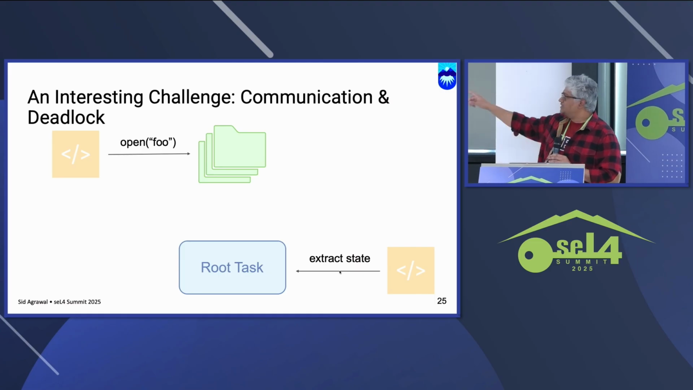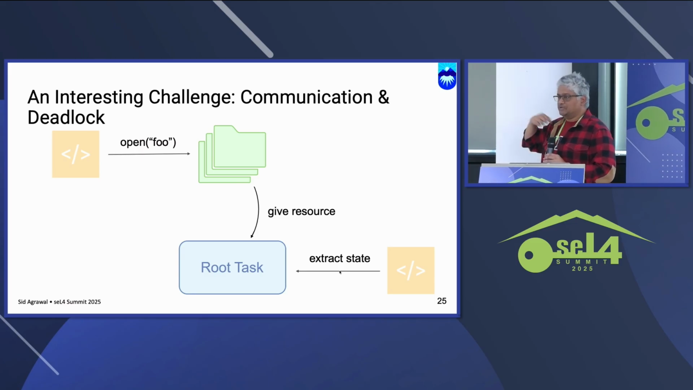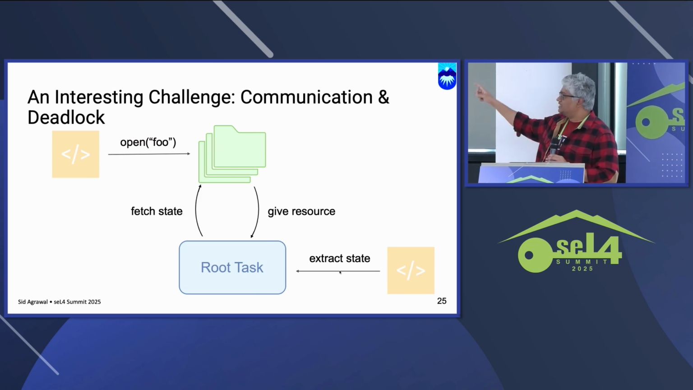So imagine an application has talked to a file system to open a file, and at the same time, another application has asked the root task to extract the entire system's model state. So as part of giving a file back to the application, the file server also has to tell the root task that, hey, I'm giving this file to this application, because the root task knows about all the resources in the system. And the root task needs to talk to the file server to get the partial model state. What is the model state maintained inside the file server? So this leads to a deadlock.